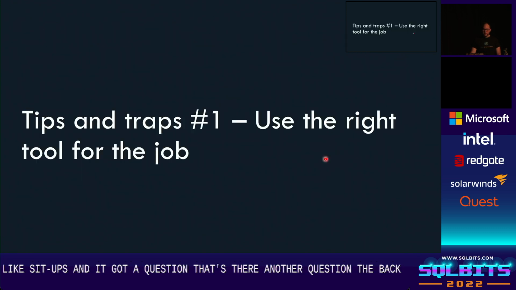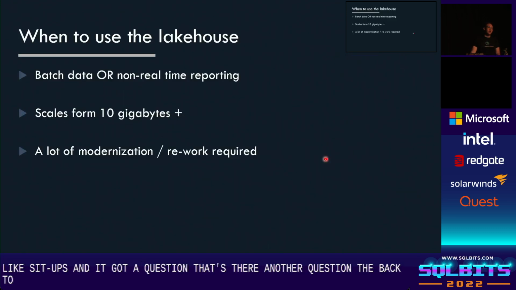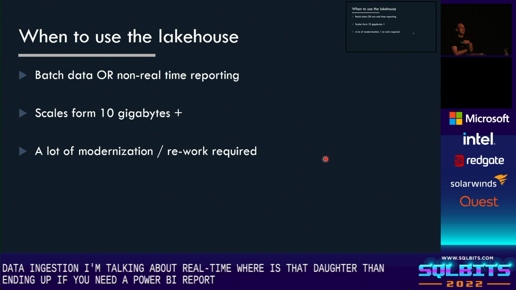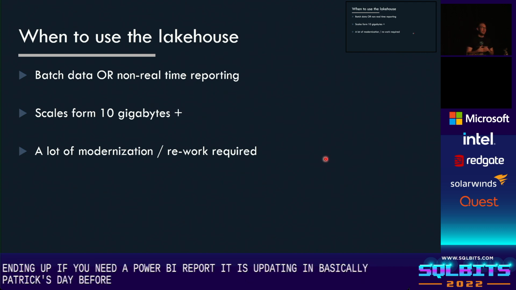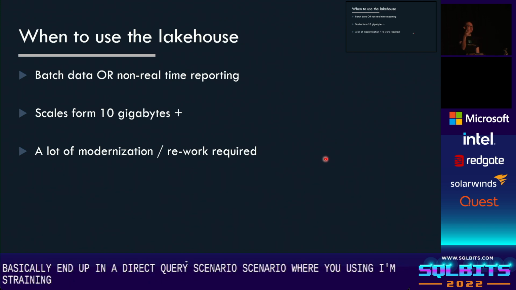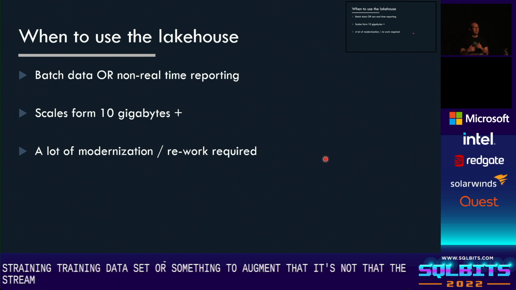Yeah, so I think it's important to note that I'm talking about non-real-time reporting. I'm not necessarily talking about real-time data ingestion, I'm talking about real-time reporting, because where is that data then ending up? If you need a Power BI report that is updating like Patrick's demo earlier, then that's quite hard to achieve because you end up in a direct query scenario, or you end up in a scenario where you're using streaming dataflows, streaming datasets or something to augment that capability. It's not that the streaming part is the problem, it's the reporting part.